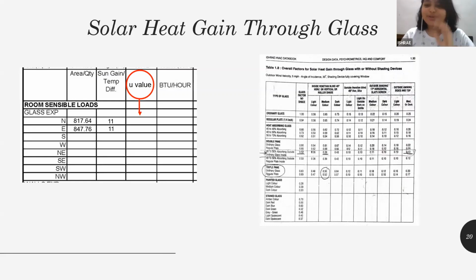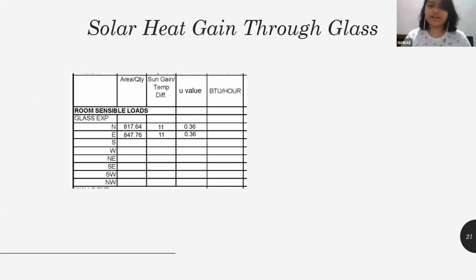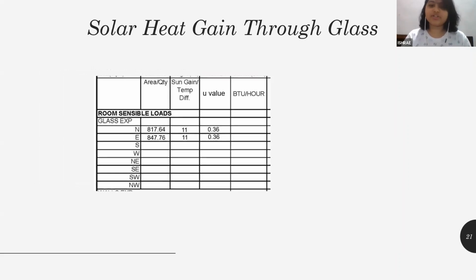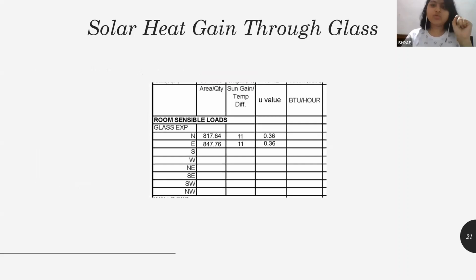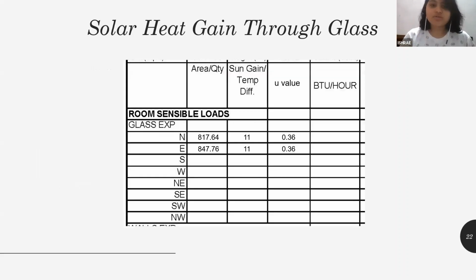Okay, so U value here you can take from this glass. The types of glasses have been mentioned: ordinary, double pane, single pane, and then some will have argon gas, some will not, and all of that. So for my heat load calculation, I have taken a U value of 0.36. Okay, now once we get all these three characteristics for my solar heat gain through glass calculation, I'm going to multiply these to get the total load from the glass that I'm going to get into my room. So I'll multiply my area with the solar heat gain with the U value, and I'll get my total BTU per hour. Similarly for east side.